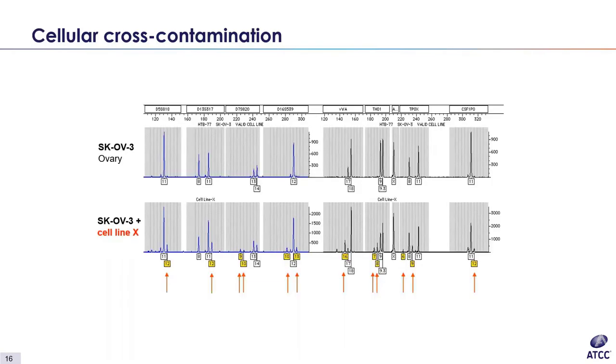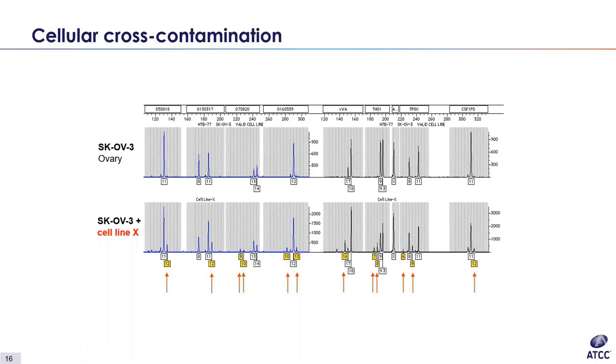In this slide, I'm showing you what cellular contamination might look like in your STR profile. The upper electropherogram is human ovarian cell line SKOV3 here. The lower is SKOV3 cells contaminated with another cell line. We don't know which, but we do know that's human. So generally speaking, samples with more than three peaks at more than three loci may be due to cellular contamination. So you can see extra peaks here, here, here, here, and so on.